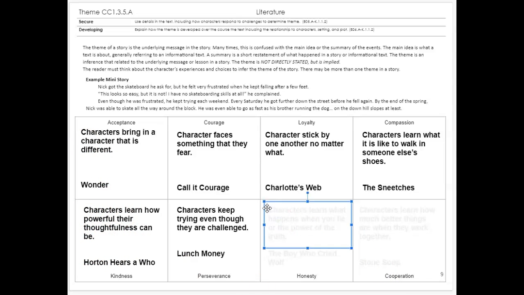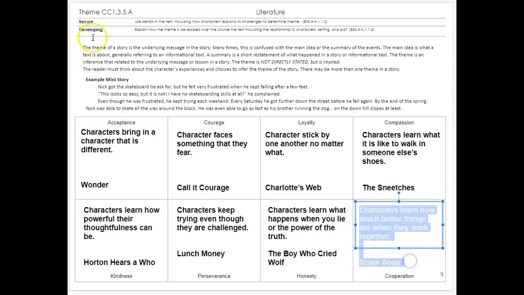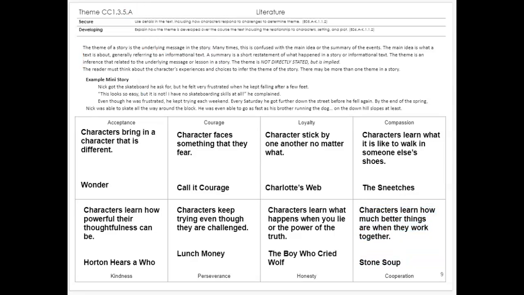Honesty. A story that teaches honesty, characters learn what happens when you lie and the power of truth. And The Boy Who Cried Wolf would be a good story for teaching honesty. And the last one that we're going to highlight, and again, these are not all of the themes that are out there in the world, they're just really good examples of them, would be cooperation. When characters learn how much better things are when they work together.